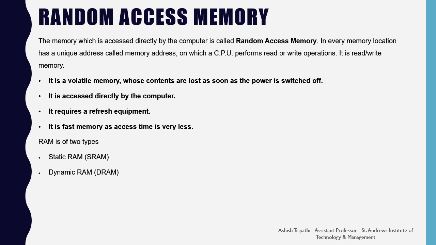RAM memory requires refresh equipment because its contents are lost, so every time the contents are being rewritten on the RAM. It is a fast memory as access time is very less. RAM memory is of two types, static RAM and dynamic RAM.